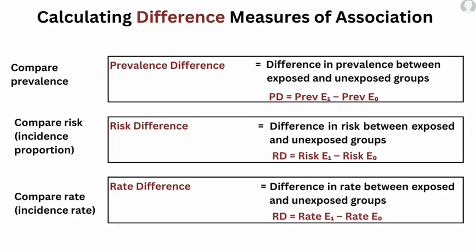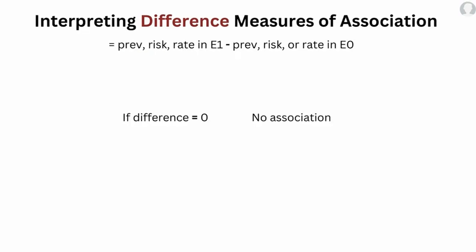Here's a slide showing how to calculate the difference measures we'll cover in this class: prevalence difference, risk difference, and rate difference. We interpret the direction of difference measures by starting at the baseline, which is 0. If the exposed group and unexposed group both have the same number of cases and we subtract one from the other, we get 0. So 0 means there is no association between the exposure and outcome.